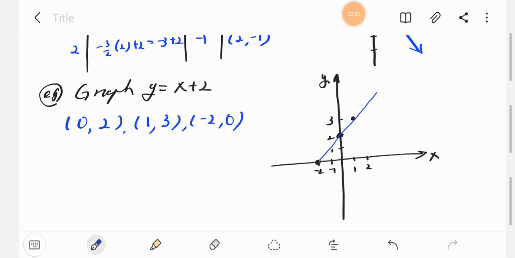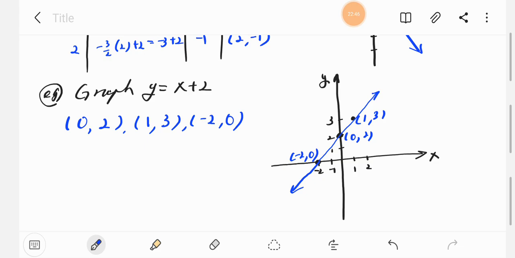So one goes like this, one goes like this. So this coordinate is x equals 1, y equals 3. This one is x equals 0, y equals 2. Then this coordinate is x equals -2 and y equals 0. So this is the graph.